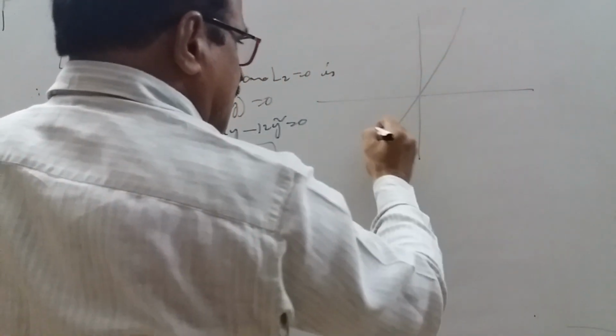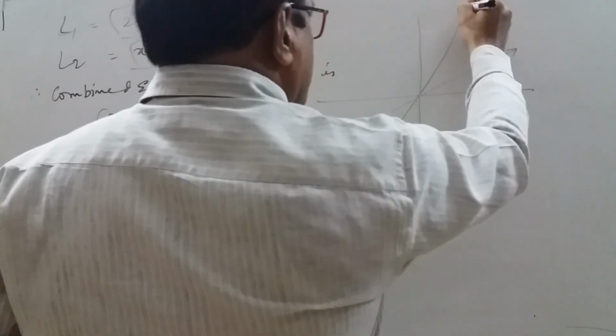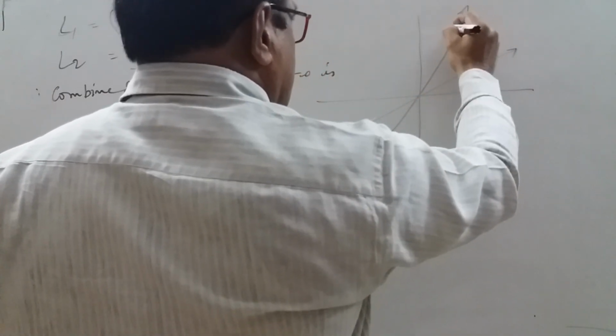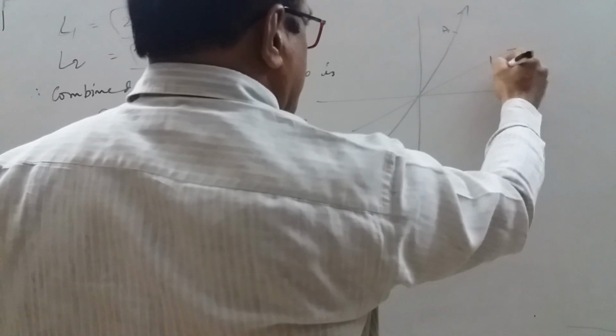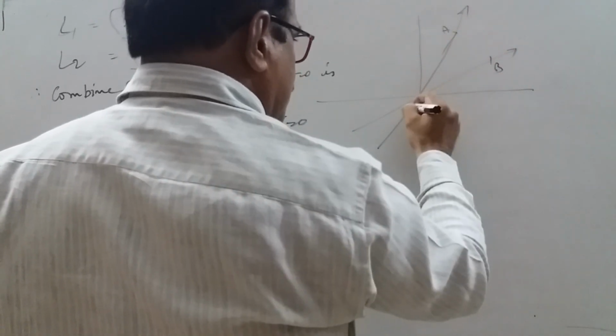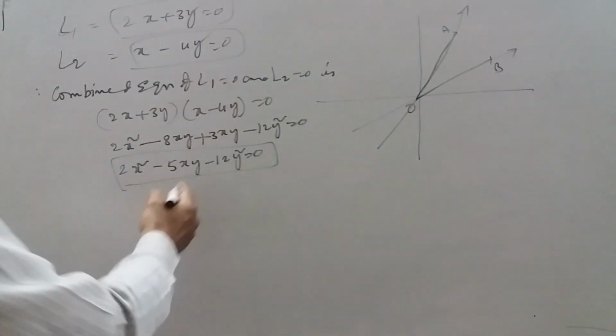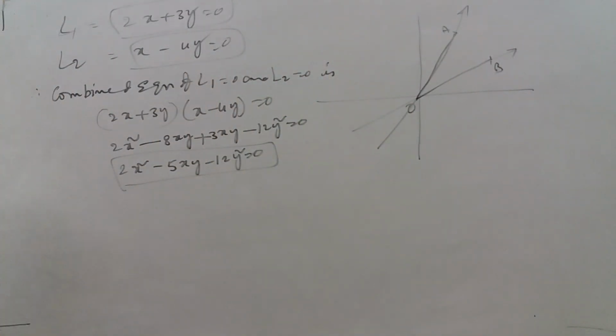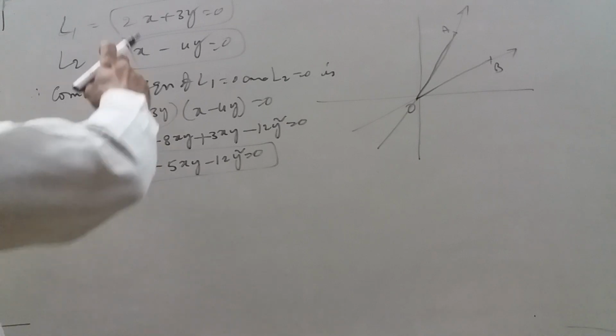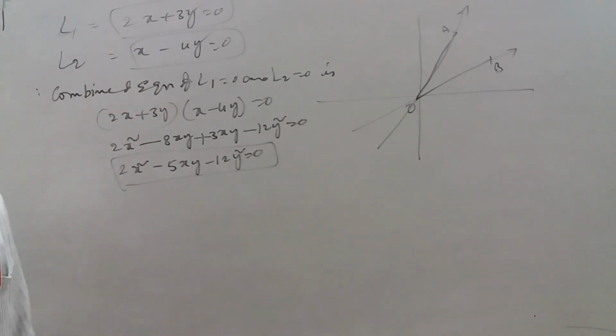Combined equation may be like this. This is the A, B. Let AOB. AOB is the combined equation of L1 is equal to 0 and L2 is equal to 0. Now we have to discuss some other point here. What is that?